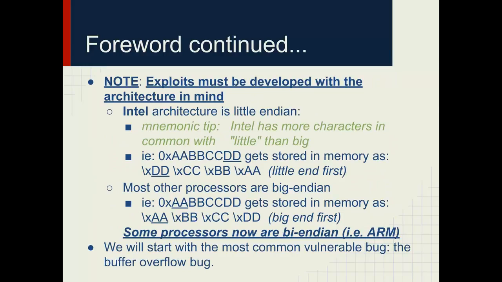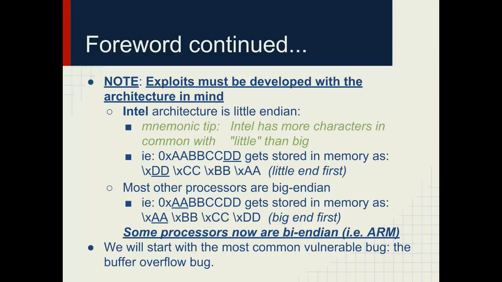And secondly, what I talked about in the previous part of this lecture for today is that exploits have to be first and foremost developed with the target architecture in mind. Intel is Little Endian. The mnemonic tip I always give is that Intel has more characters in common with Little than Big Endian, so Intel, Little Endian. It's just the easy way to remember it. So as I talked about already, if you have AA, BB, CC, DD, and you want to store it in memory, it's going to be stored DD, CC, BB, AA, because the Little Endian goes first, and the rest follows accordingly.